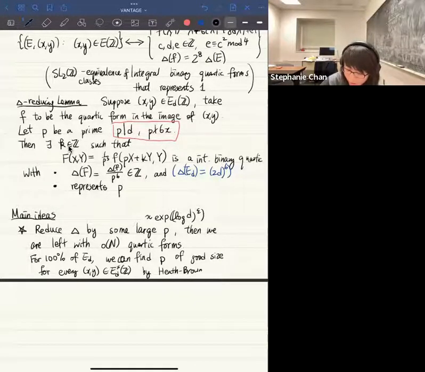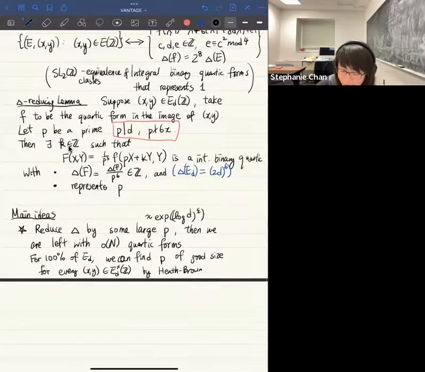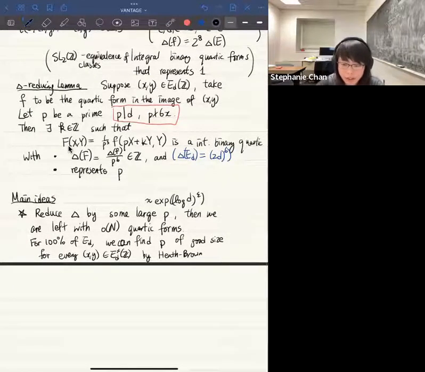So after we've done that, we have now fewer forms, but then one form can correspond to multiple integral points that we started with, right? Because we might have mapped several of these quartic forms into the same new binary quartic form. So the second thing we need to do is to make sure that we can't have too many integral points that correspond to one resulting quartic form.